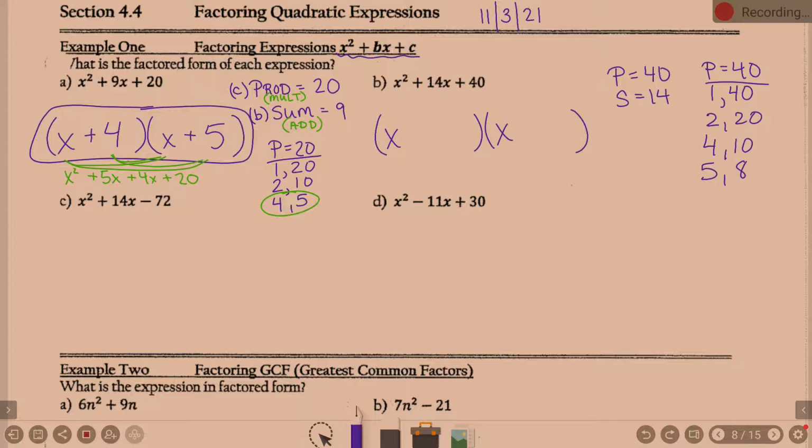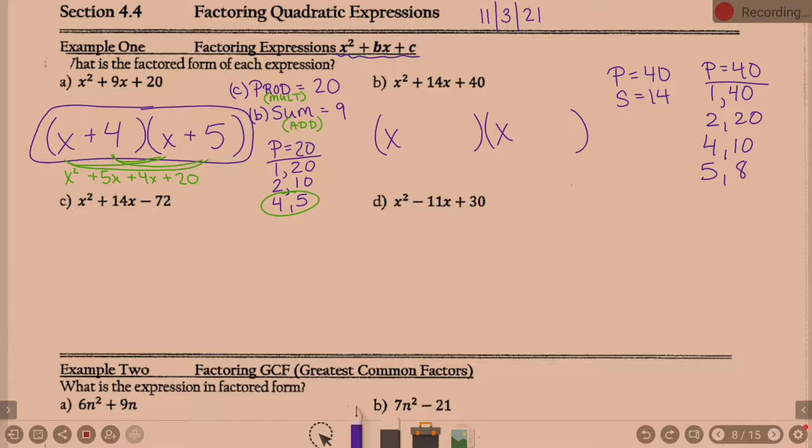Then I try 7. 40 divided by 7 gives me a decimal, so I skip 7. And then I say 8, and then I say 5, but I already used 8, so I'm done. I have all the possible options. Okay, so that's how I teach making the list here. Are we okay with that?